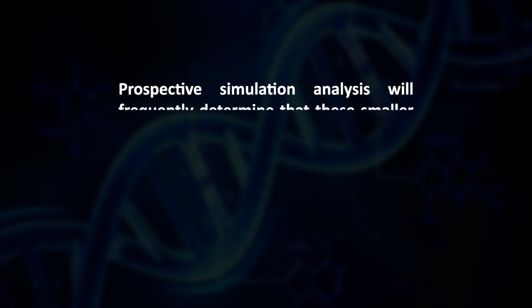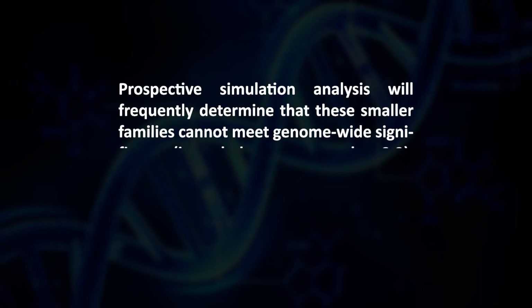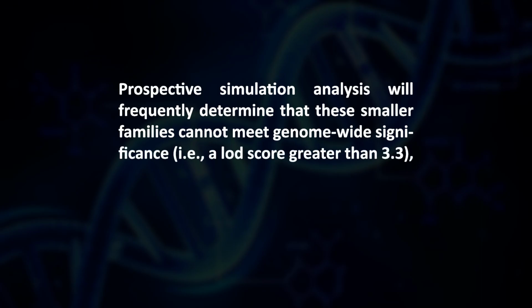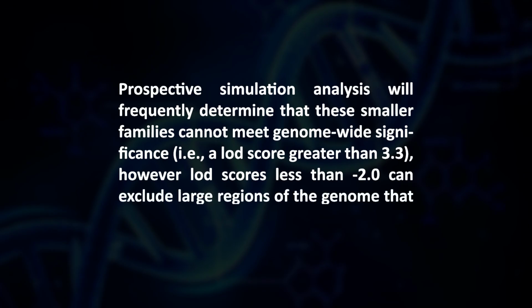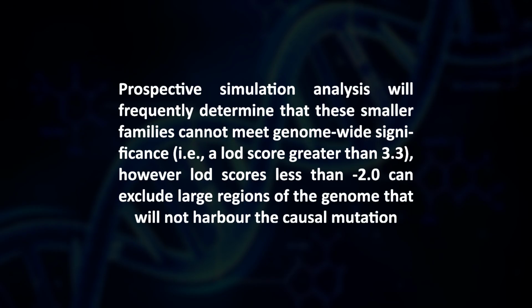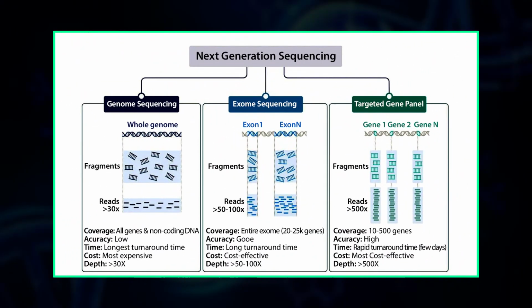Prospective simulation analysis will frequently determine that these smaller families cannot meet genome-wide significance, that's a Lod score greater than 3.3. However, Lod scores less than -2 can exclude large regions of the genome that will not harbor the causal mutation. DNA from all available family members will undergo linkage analysis. However, due to higher costs, only a few informative individuals from the pedigree will undergo next generation sequencing.